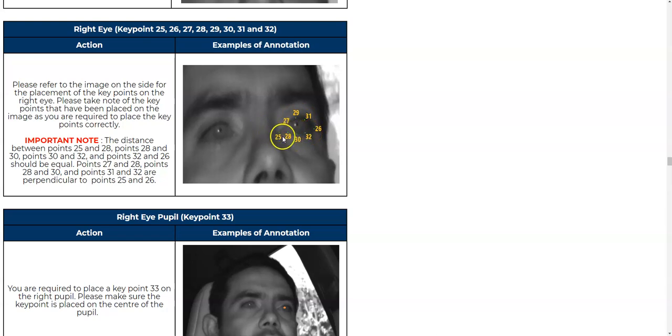The distance between point 25 and 28, 28 and 30, 30 and 32, 32 and 26 should be equal. Points 25 and 26 should be perpendicular to points 27 and 28, 29 and 30, 31 and 32. So this straight line here should be perpendicular to points 27, 28, 29, 30, 31, 32.